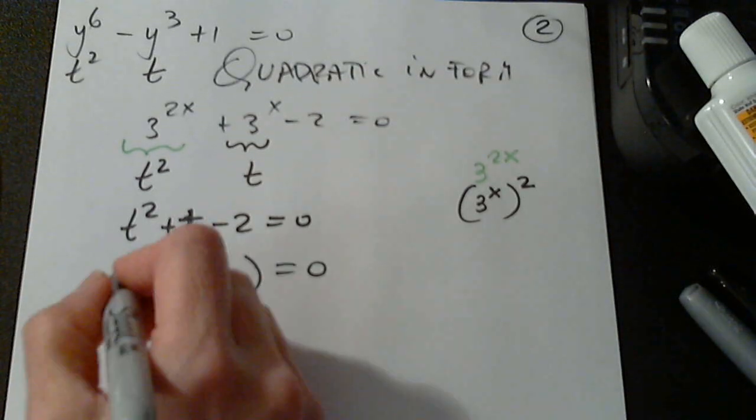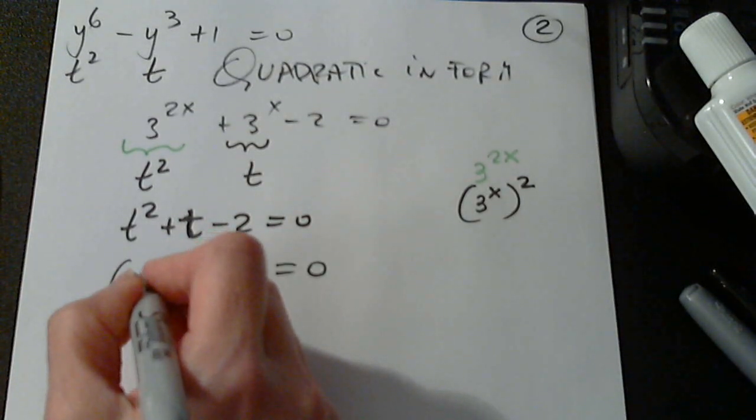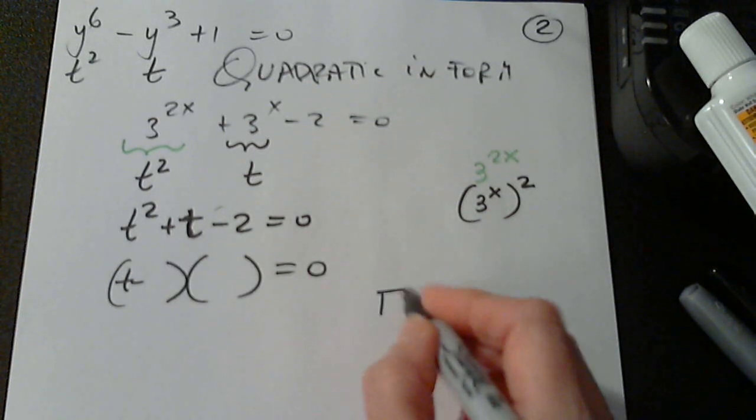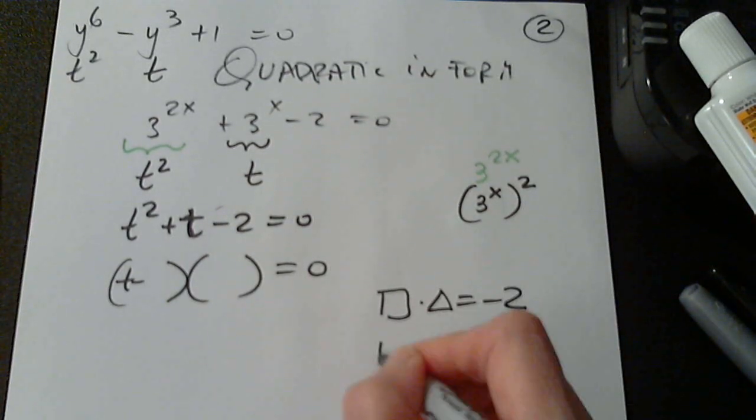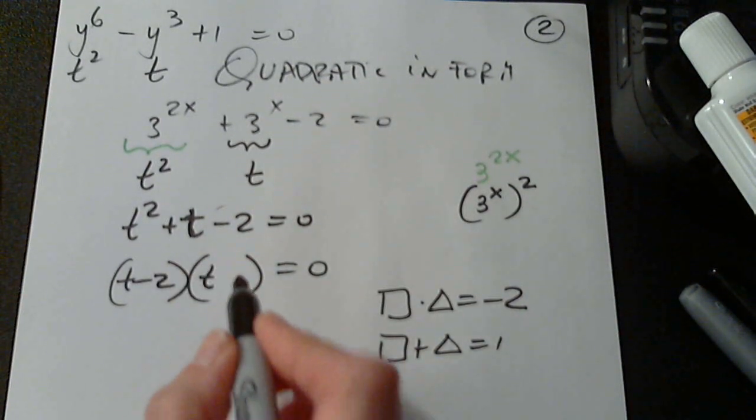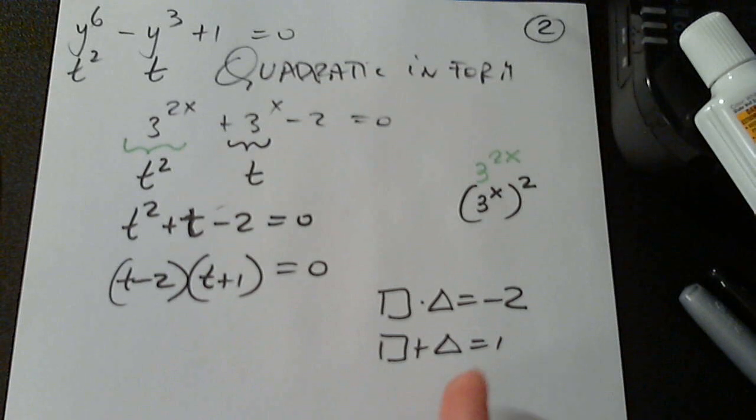T minus 1, t minus 1. So careful, remember the product is -2 and the sum is 1. Oh, I mean t. So we want the product to be -2: t minus 2 and t plus 1. Okay, let's try. We have to make sure that this works. The product is -2, but the sum is not +1.